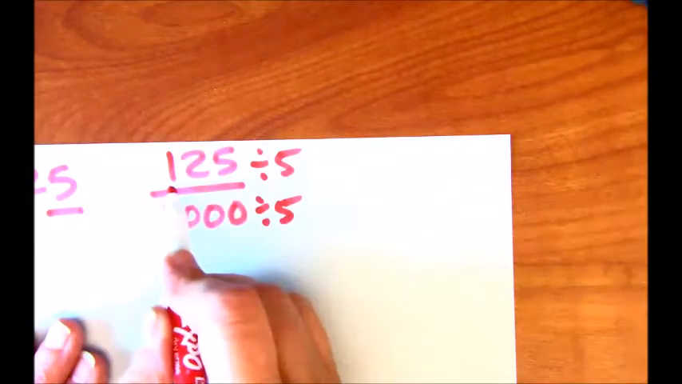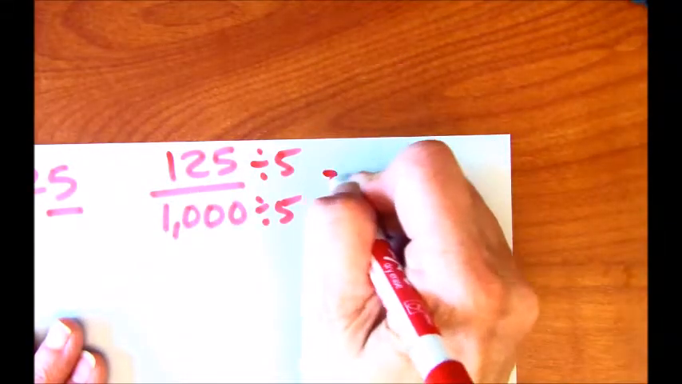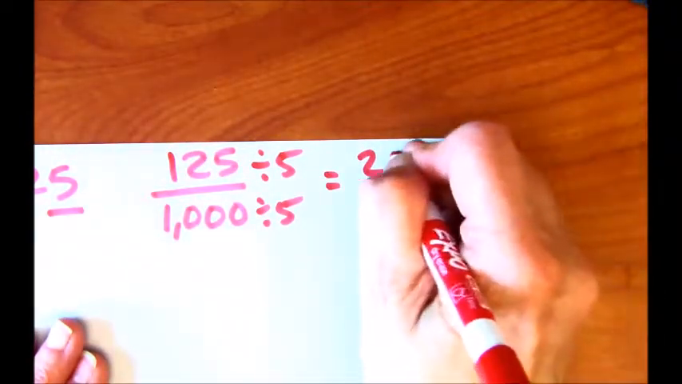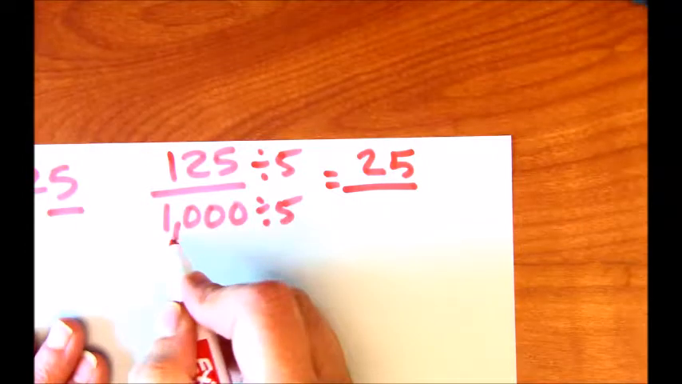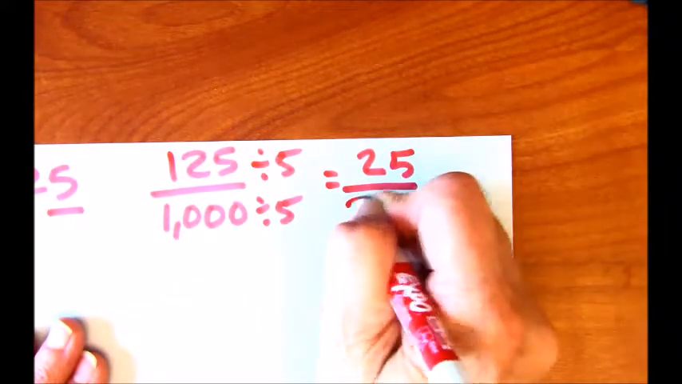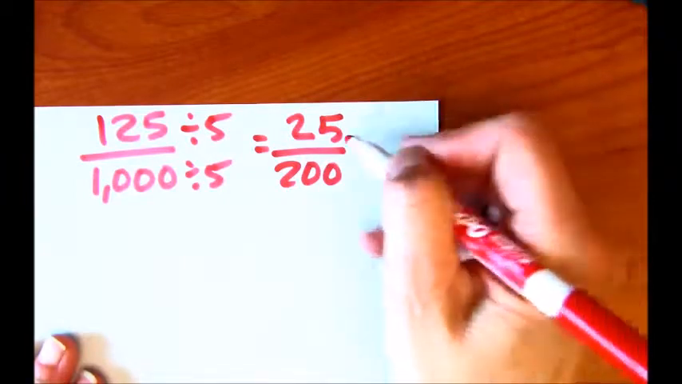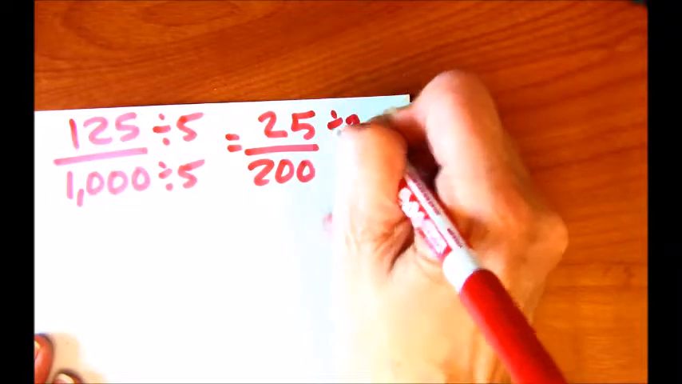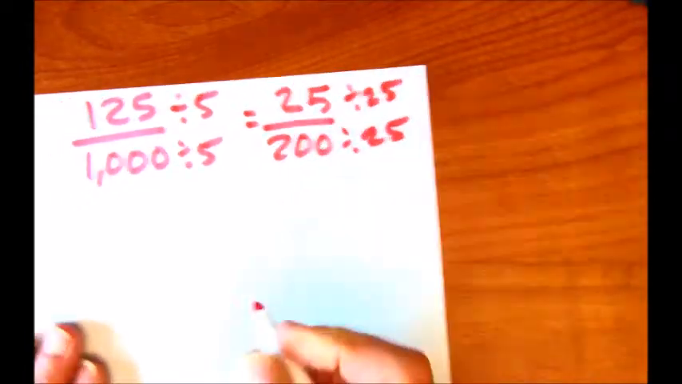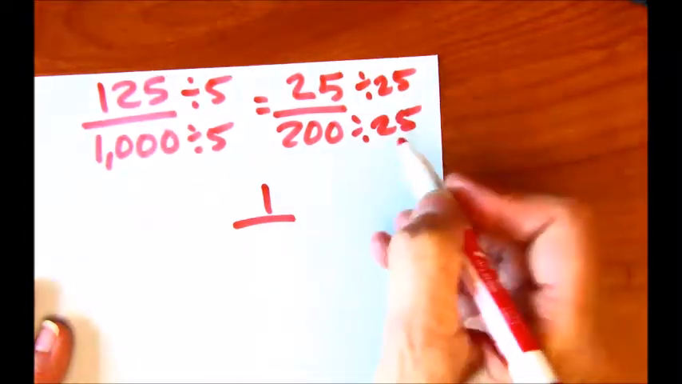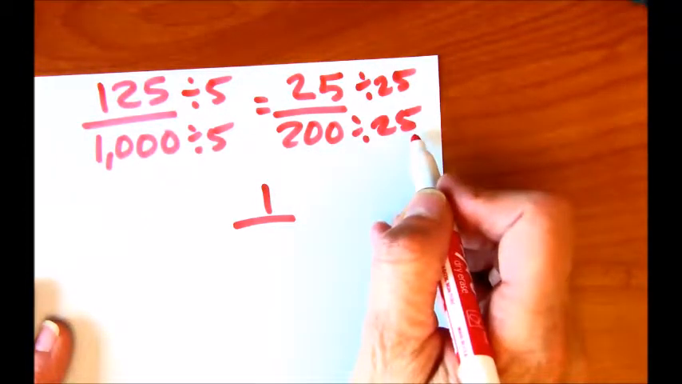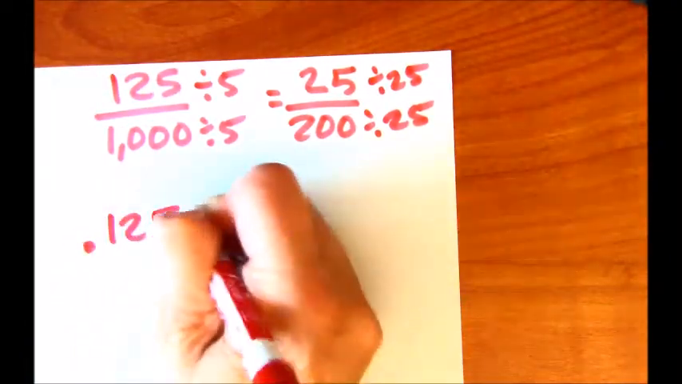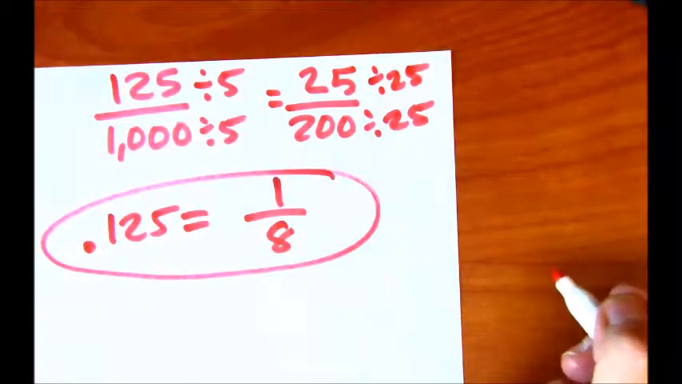So 5 goes into 12 2 times. And then we got 2 left over, so that's 25. 5 goes into 25 5 times. 5 goes into 10 2 times, and then we got the 2 zeros, so that's 200. Now we can continue to divide. 25 will go into 200, so I'm going to go ahead and divide by 25 for each. And that's going to give me 1. And, well, 25 goes into 100 4 times, so we're just going to double that, 1/8. So 0.125 is equivalent to 1/8.